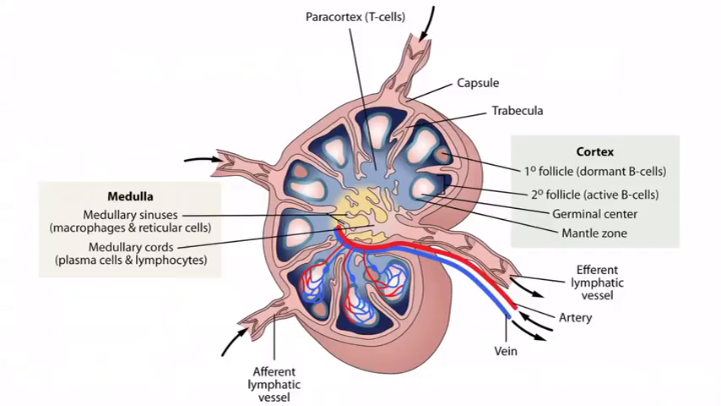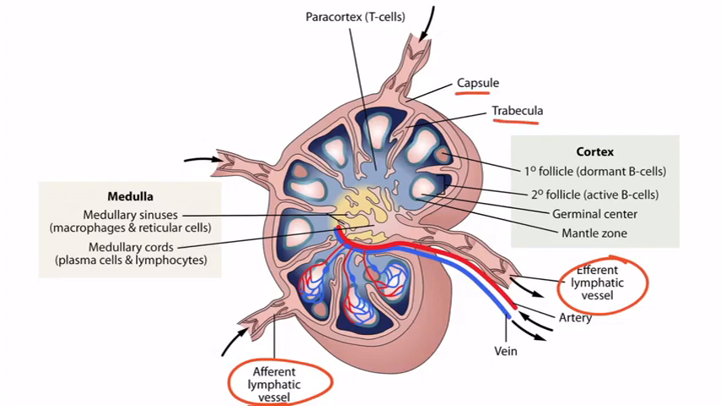This is an image of a cross-section through a lymph node. As you can see, many afferent lymphatic vessels drain into the lymph node, and then the lymph exits through a single efferent vessel. The lymph node is surrounded by a capsule, and it has trabeculae, which are just segments of supportive connective tissue that invaginate towards the center of the lymph node.